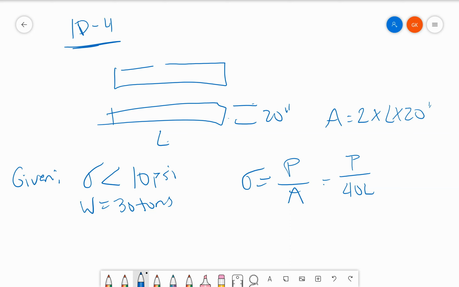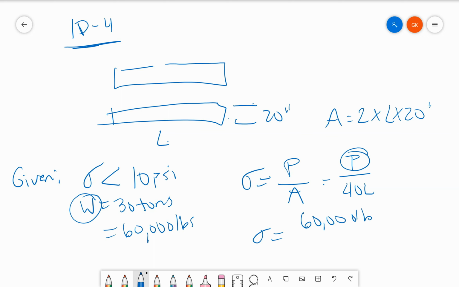So far so good. But what is our load? Well, from the problem statement, that's our weight. And so what we're going to have to do is convert 30 tons to pounds. So that'll be 60,000 pounds. So stress is going to be equal to 60,000 pounds over 40L.